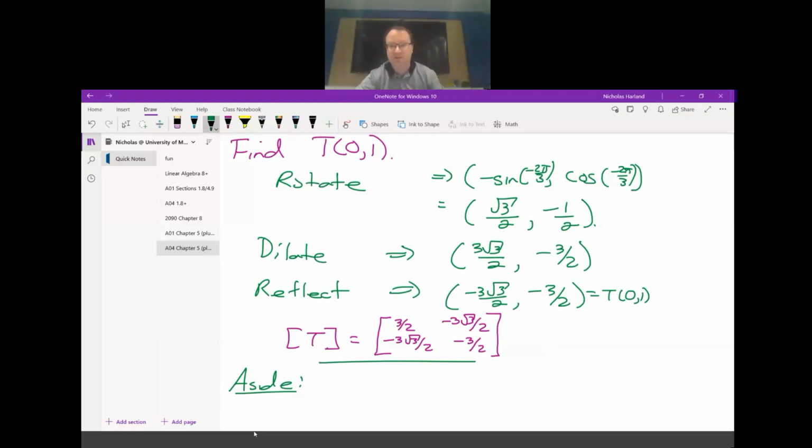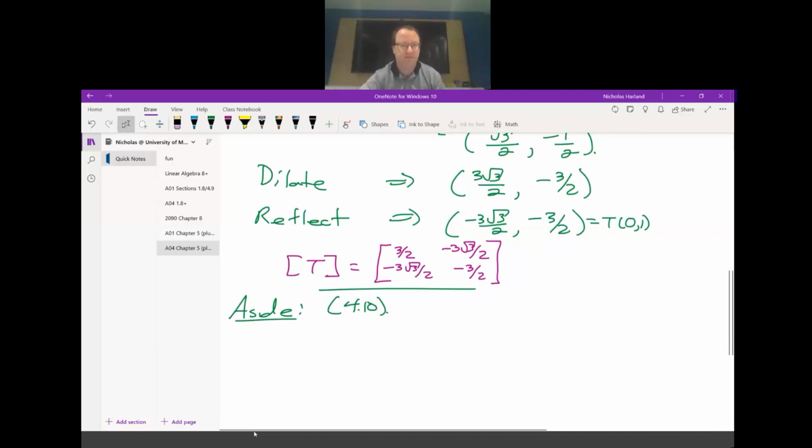All right, in terms of an aside, some people mentioned matrix multiplication. So this is an aside. Technically, it's part of 4.10, so feel free to read it on your own out of curiosity. But the idea is we can think of T. Now, this is not a transformation thing. This is a function thing.